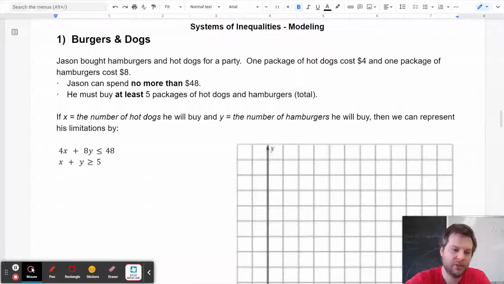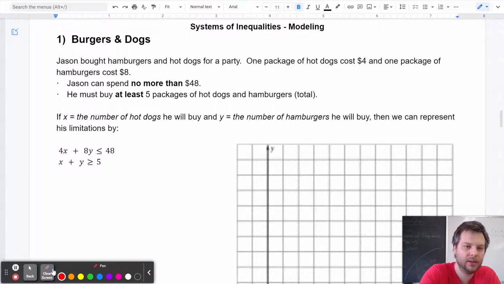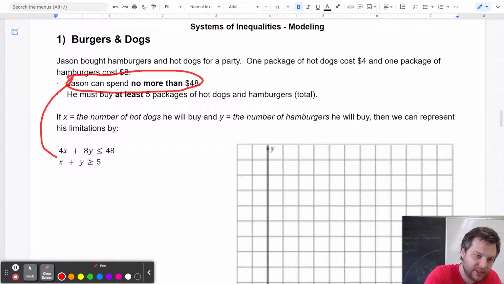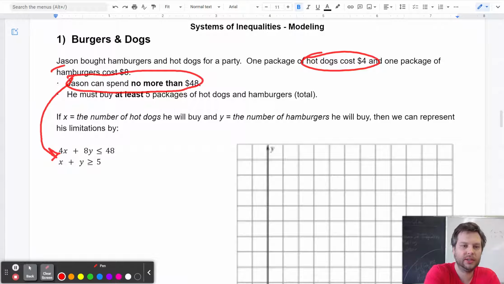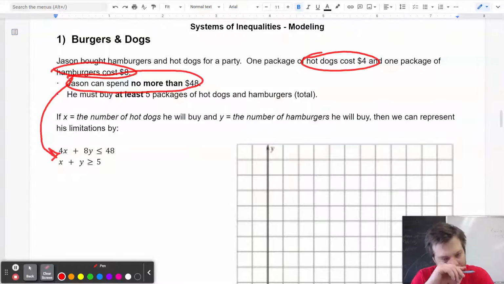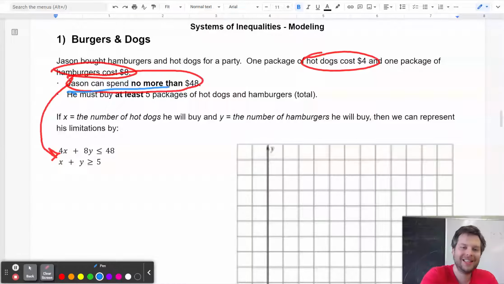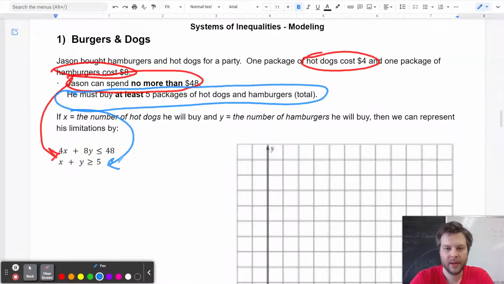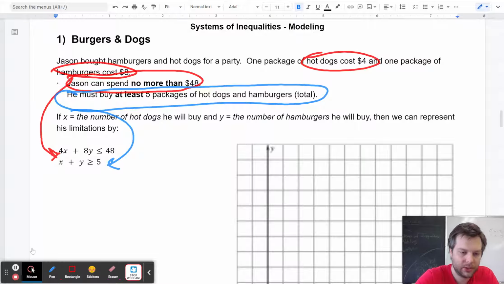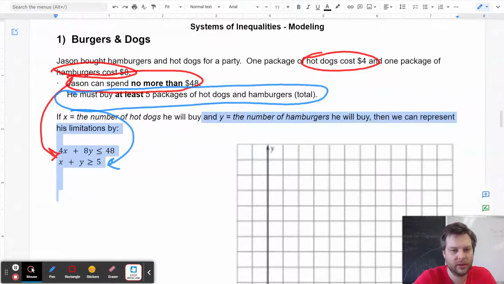You should be able to translate this sentence here, that they can spend no more than $48, into this inequality on top. And because you know that hot dogs cost $4 and hamburgers cost $8, you should be able to write that inequality yourself. You should also be able to translate this second sentence, that he must buy at least, into the second inequality right there. We gave it to you in this problem, but you should be able to write those inequalities yourselves.